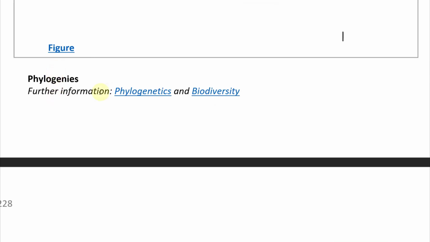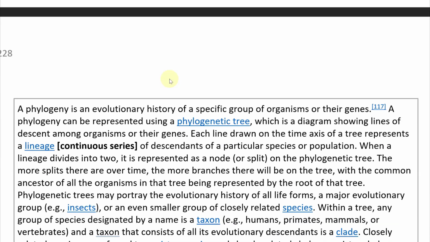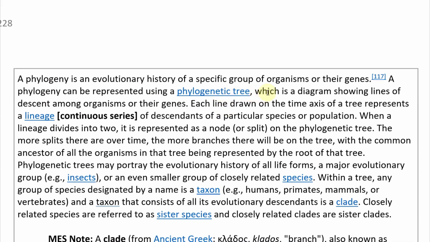Phylogenies. I think that's how you pronounce it. So for further information, as always, you can go to phylogenetics and biodiversity. So a phylogeny is an evolutionary history of a specific group of organisms or their genes.